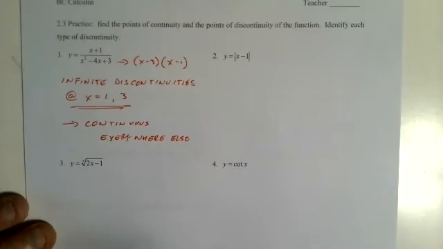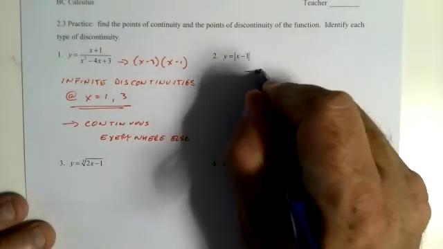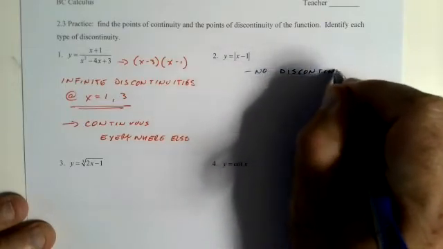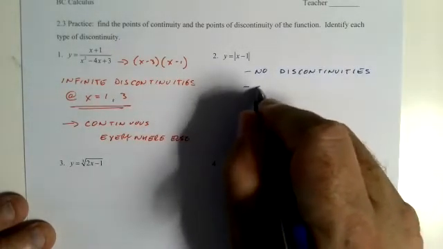This is an absolute value. Graphs, there's no discontinuities. So no discontinuities. Continuous everywhere.